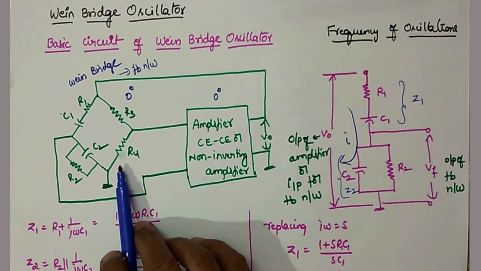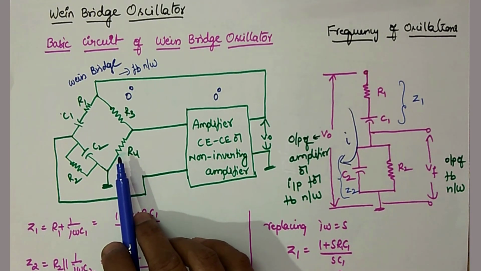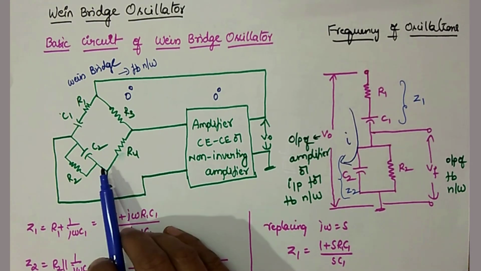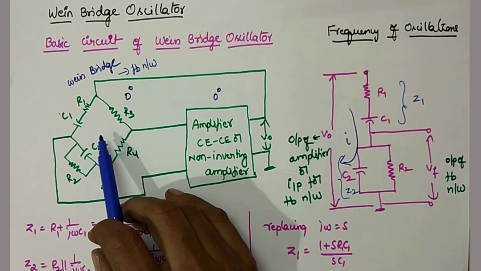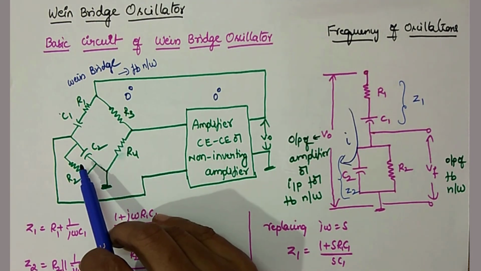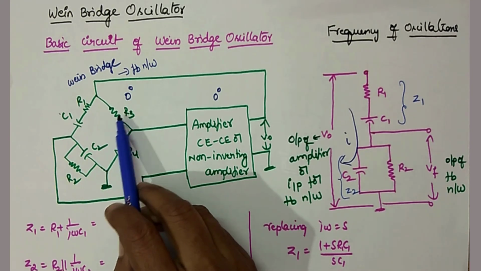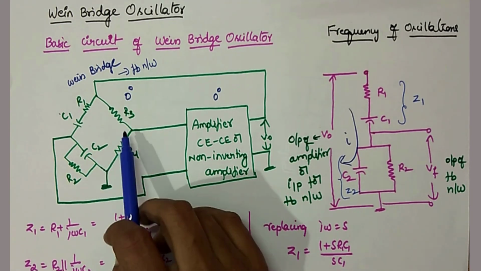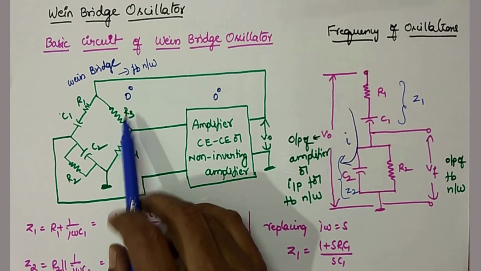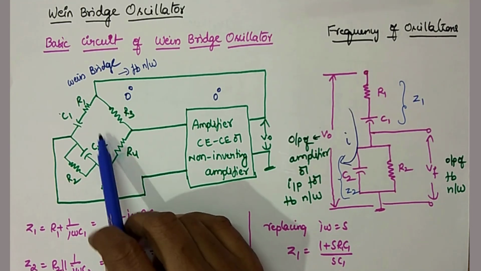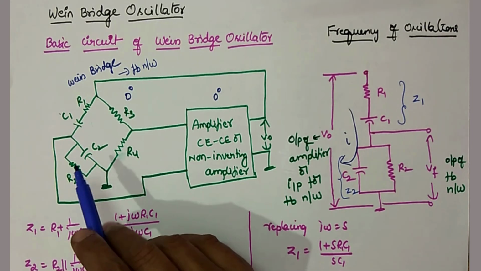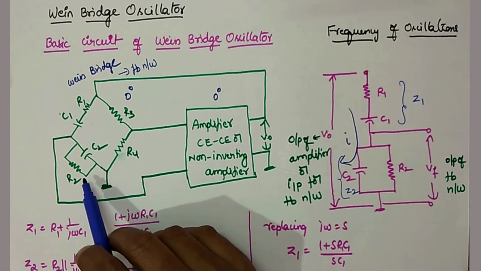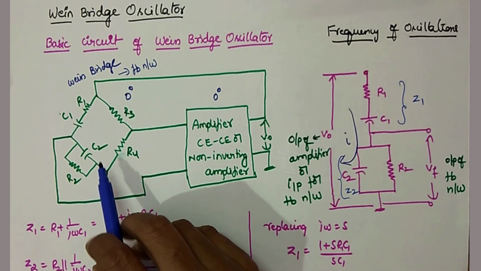Now, if you see, the Wein bridge part consists of 4 arms. That is the reason it is called a bridge. Yes, we know the bridge balancing condition. What is the bridge balancing condition? The product of opposite arms' impedances. Here, if you see the 4 arms, in 2 arms the resistors R3 and R4 are present. In one arm there is a series combination of R1 and C1. And in the other arm there is a parallel combination of R2 and C2.